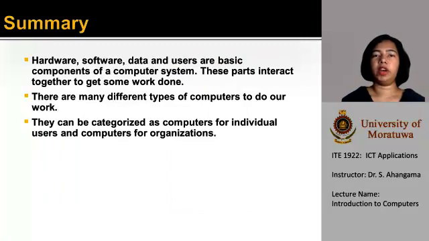To summarize what we have discussed during this lesson, hardware, software, data, and users are basic components of a computer system. These parts interact together to get some work done. There are many different types of computers to do our work. They can be categorized as computers for individual users and computers for organizations.